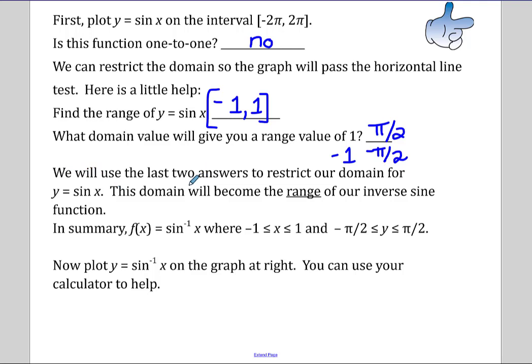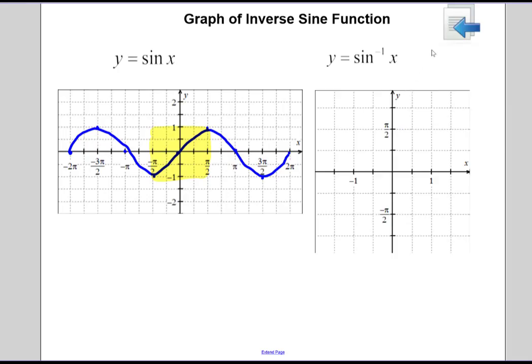We're going to use the last two answers to restrict our domain for the sine of x. And this will become the range of our inverse function. So if you summarize that, for the inverse, your domain is from negative 1 to positive 1, and your range is from negative half pi to positive half pi. What will that graph look like? Here you can see when we're at (0, 0), we still have (0, 0) on our function.